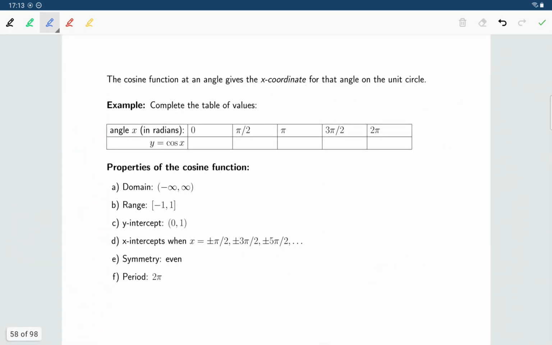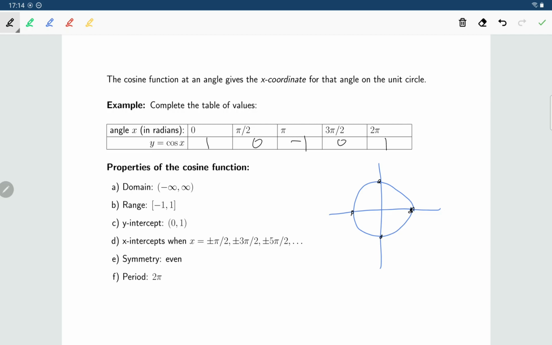Okay, so we could do the same sort of thing with cosine that we did with sine, just keeping in mind that cosine of x is defined as the x-coordinate as we travel around our unit circle. So the x-coordinate is 1, then 0, then -1, then 0, and then back to 1 again.